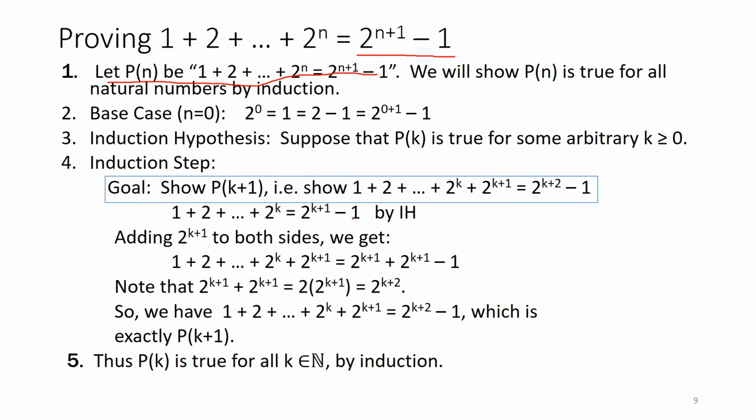Then we want to show P of k plus 1 also true. So this is the P of k, and this is P of k plus 1. And let's make their relation. If we know that P of k is true, we can find the P of k plus 1 from that. So by the definition, we can add this to P of k, right?